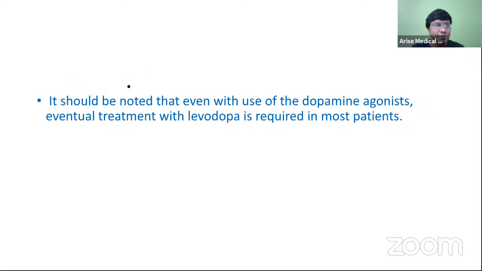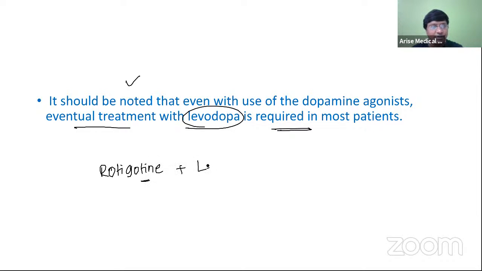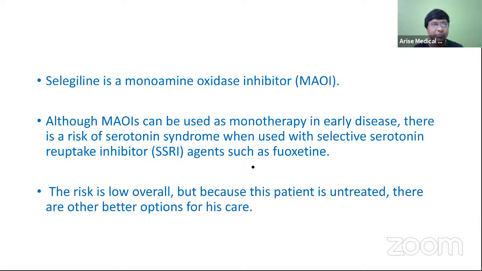Okay, and it should be noted that even with the use of dopamine agonist, eventual treatment with levodopa is required in most of the patients. That means in spite of giving rotigotine, you should also supplement the patient with levodopa. So that's a very important point that you need to remember.